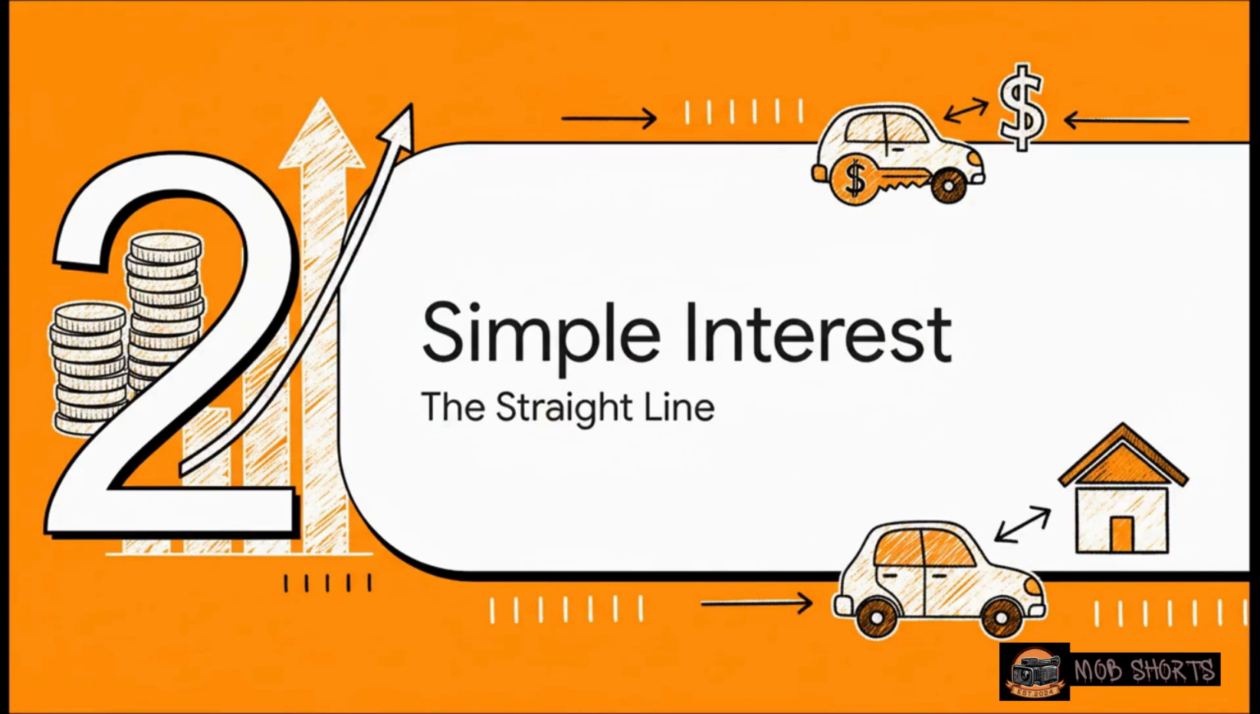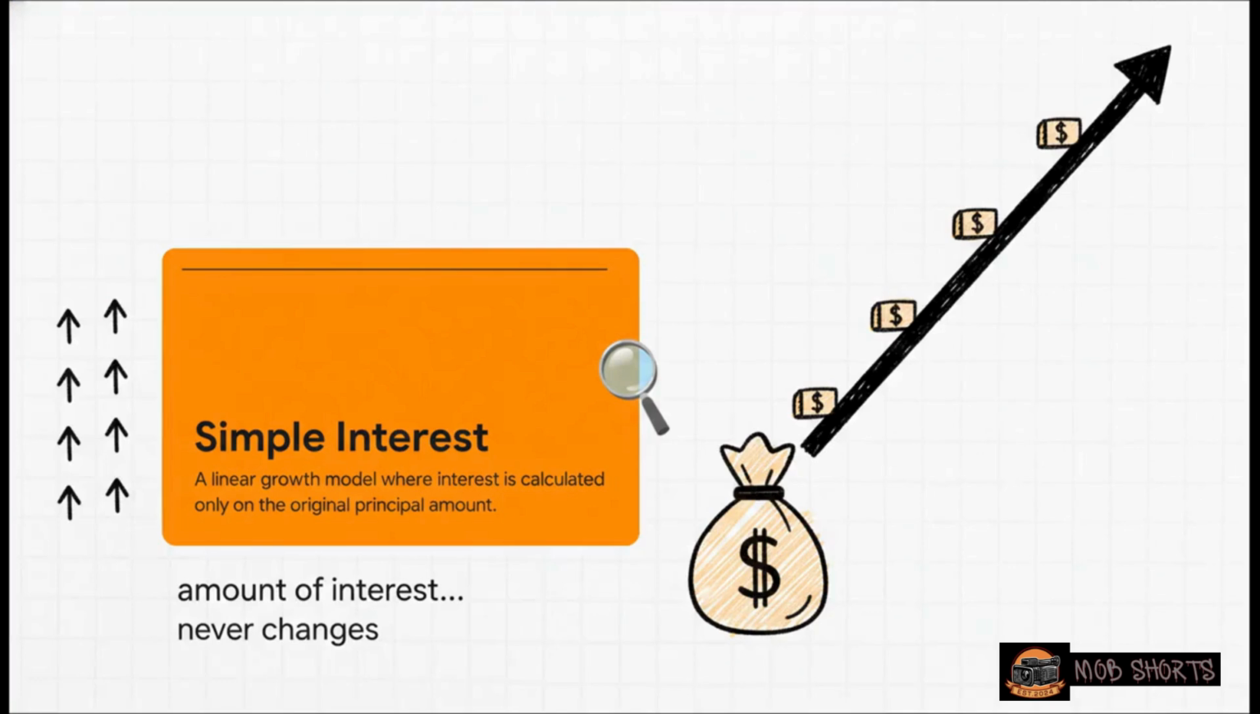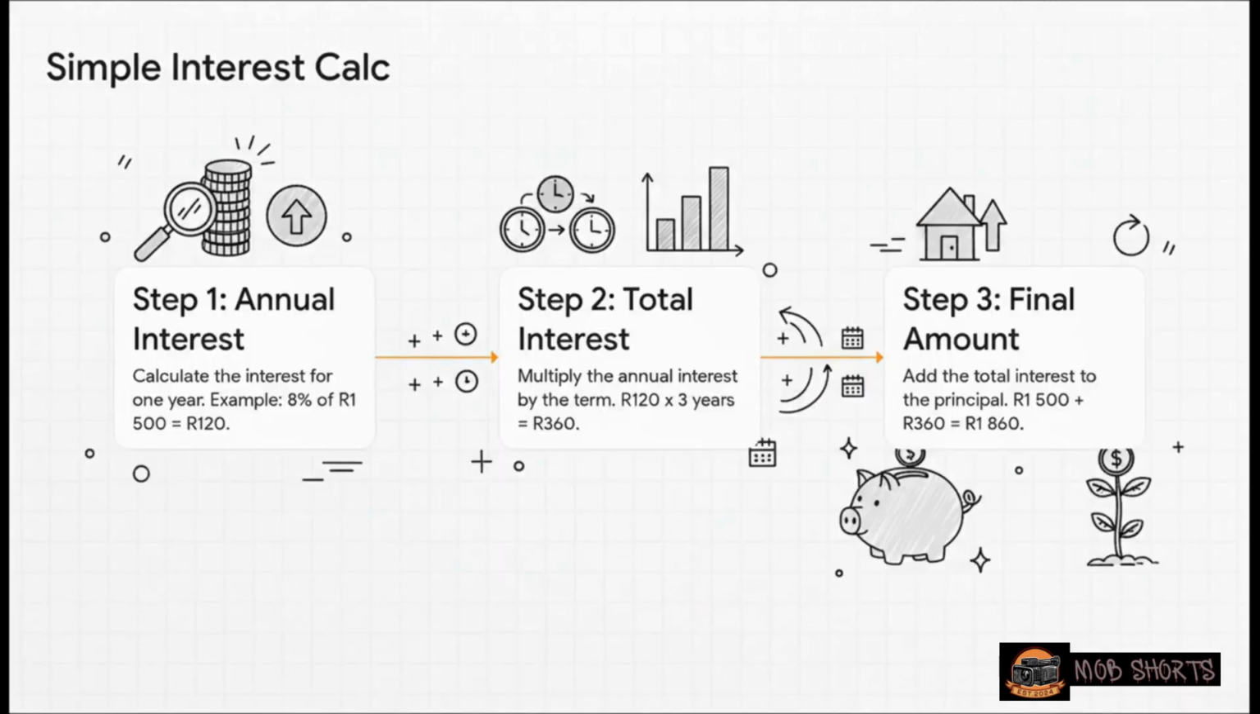Let's ease into this with the most straightforward idea, simple interest. You often see this with things like hire purchase agreements. Now, the absolute key thing to remember here, the thing you have to lock in, is that simple interest is always calculated on the original amount you started with, that principal. That's why we call it a straight line. The amount of interest you get each year never, ever changes. It's predictable and consistent.